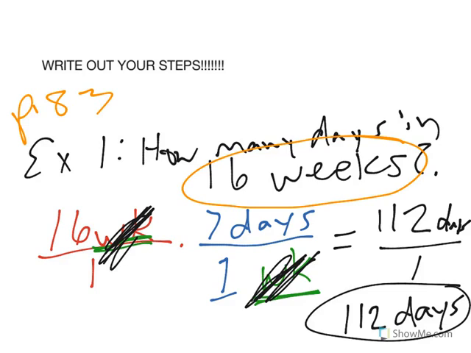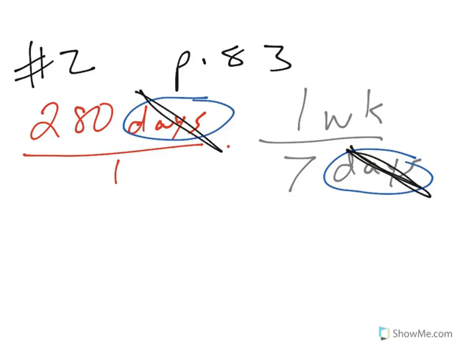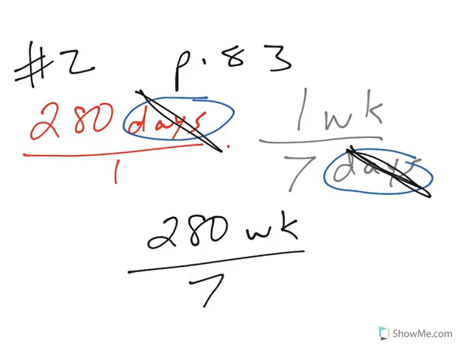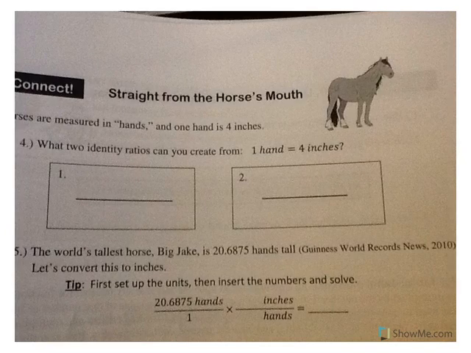Okay, number 2, go ahead and do number 2 at the bottom of page 83 right now. When you do that, you notice that you have days in the top, so you need days in the bottom. We need that so that they will cancel out. So I now have 280 weeks over 7. Now we can divide our numbers, and we end up with 40 weeks as our final answer there on page 83.